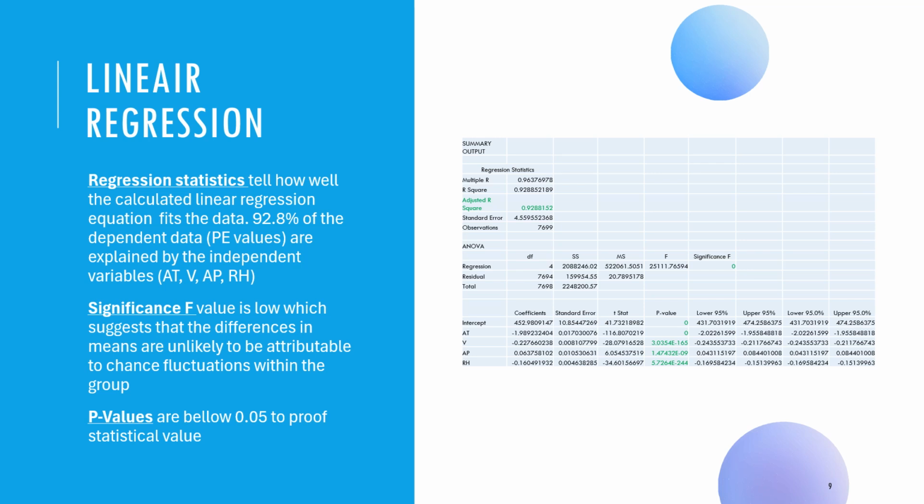What is also important in this table is the significance F. This value is low, which suggests that the differences in the means are unlikely to be attributable to chance fluctuations within the group. Typically, we're looking for values below 0.05. If that condition is met, we can also look at the p-values. These are all well below 0.05, proving the statistical significance of the different metrics being used.